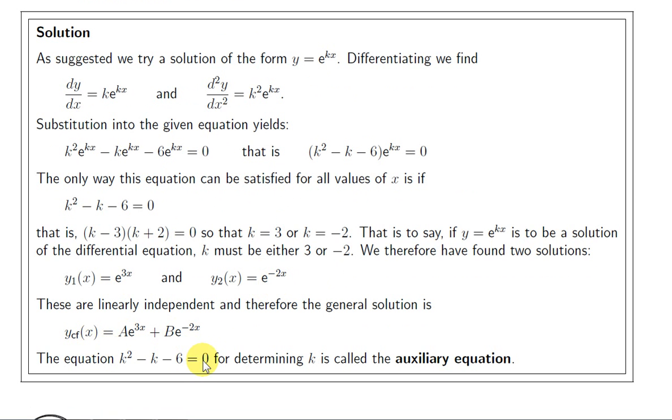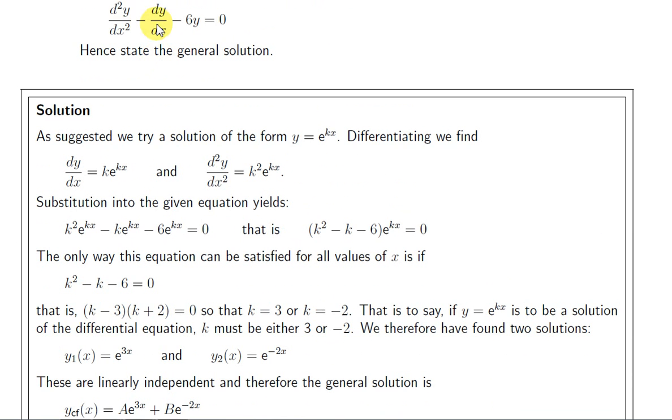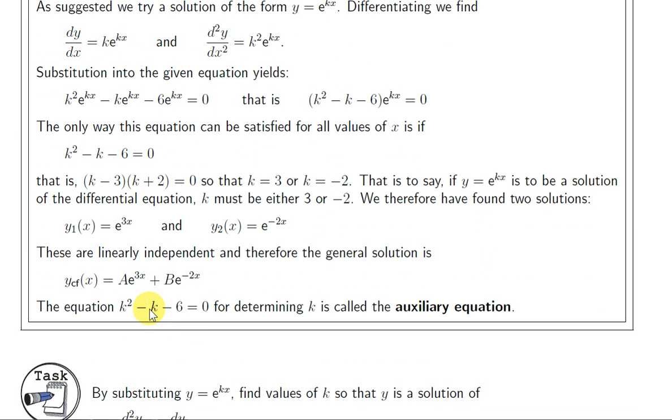Now k squared minus k minus 6 equals 0 is called the auxiliary equation, and we can get that very easily by looking at the coefficients of the constant coefficient differential equation. So it's 1k squared minus 1k minus 6 equals 0. So we just look at the coefficients that were called a, b and c at the start. So a is 1, b is minus 1, c is minus 6.